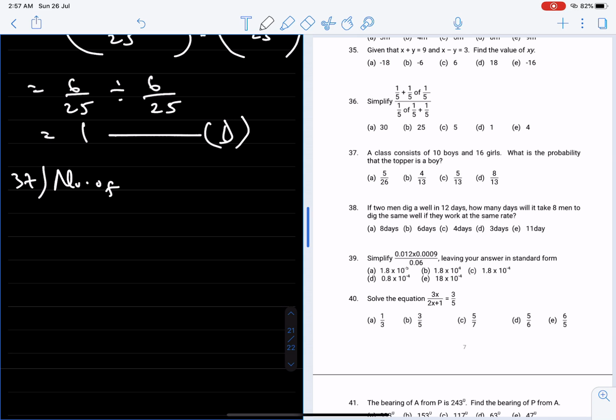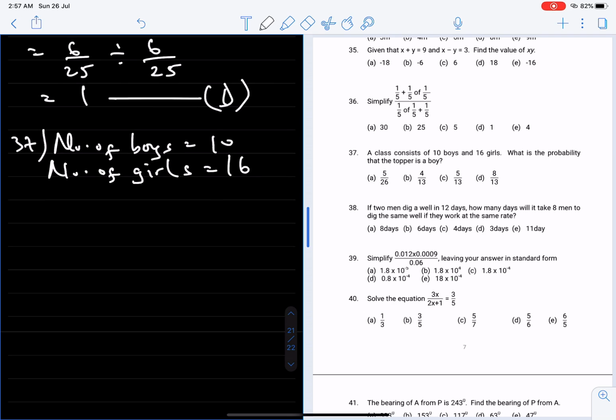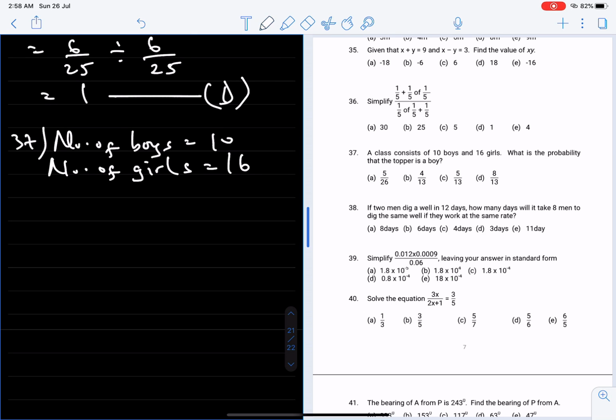Number of boys equals 10, and number of girls equals 16. What's the probability that the topper is a boy? Probability that the topper is a boy means the best student in that class is a boy.